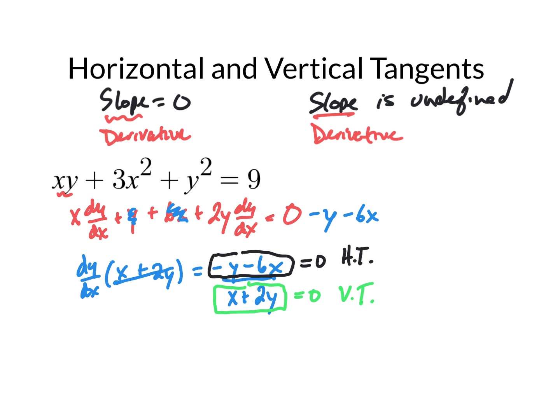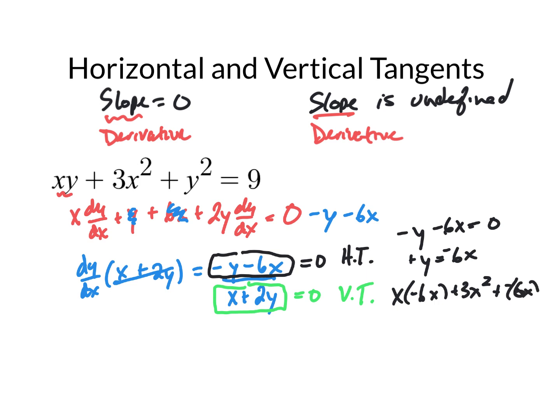All right, now in this case, let's start with the horizontal. You'll notice that there are x's and y's. So what I would do is I would say negative y minus 6x needs to be 0. So negative y is equal to 6x. I'm going to go back to the original function and substitute in a negative 6x every time I see a y. So what that gives me is x times negative 6x plus 3x squared plus negative 6x squared equals 9. So I've got negative 6x squared plus 3x squared plus 36x squared equals 9. You add those up, negative 6 plus 3 plus 36 is 33x squared equals 9.